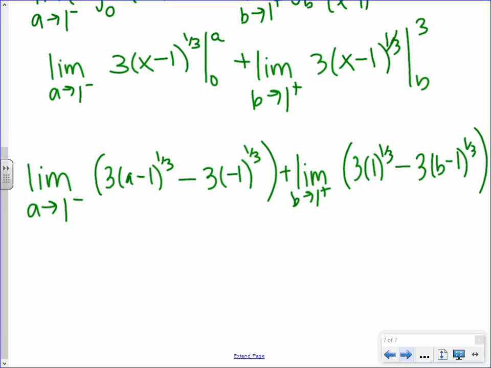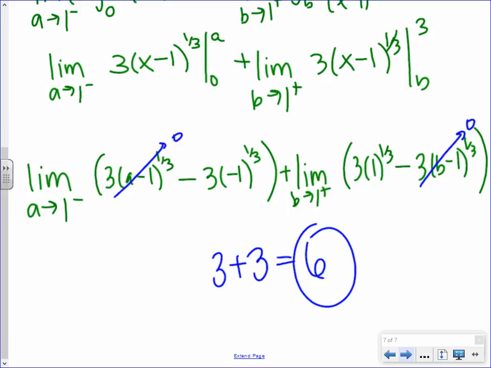It does not matter if we're going from the left or from the right. What is the limit as a approaches 1 from the right or left of 3 times a minus 1 to the 1/3? That limit goes to 0. This limit goes to 0. And we have a positive 3 plus 3, which is 6.